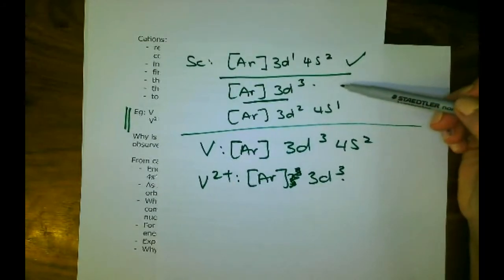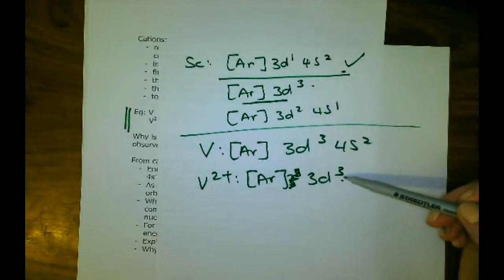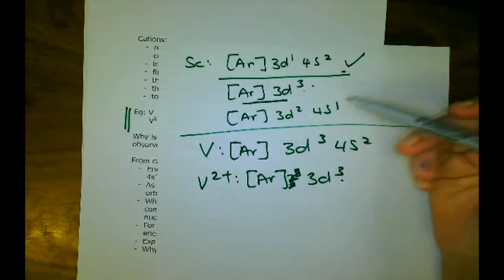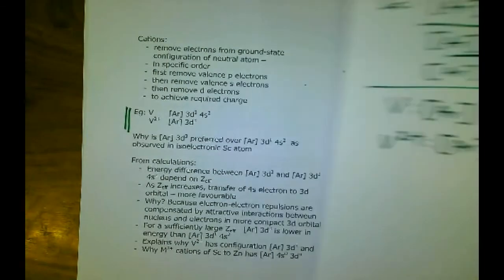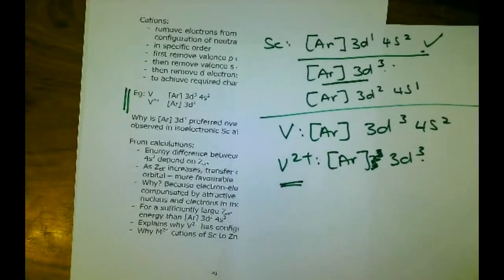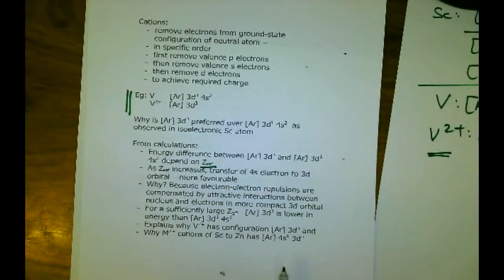So why, if they have the same number of electrons, does scandium prefer that configuration, but vanadium 2+ prefers that configuration, which is equivalent to this one, which we said that scandium doesn't prefer? Because shouldn't they behave the same? They've got the same number of electrons. Well, the answer lies in the nuclear charge. Because the nuclear charge of vanadium, and we can refer to the effective nuclear charge, basically determines the electron configuration.